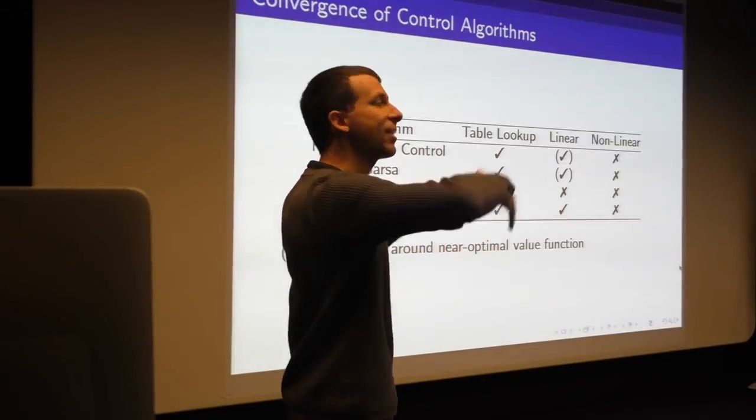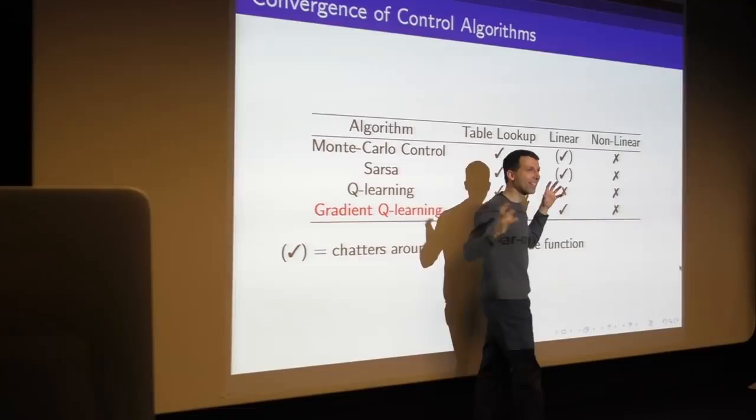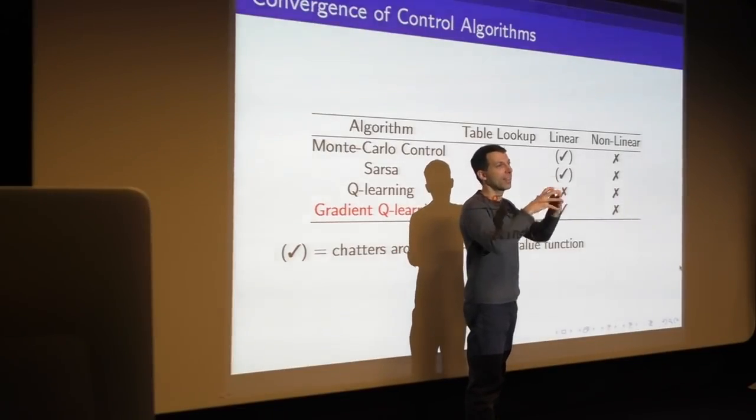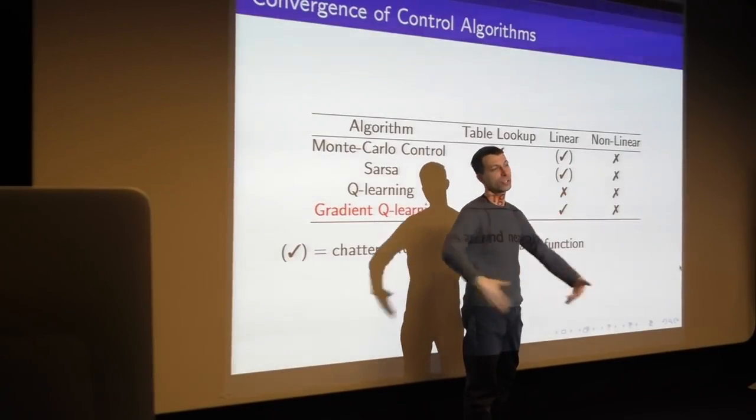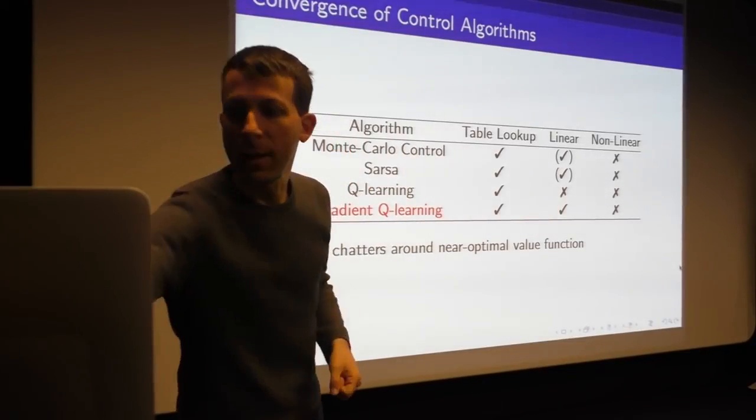So a cross here means catastrophic divergence is possible. This means that you chatter: you're always getting closer but occasionally stepping away, but you never just shoot off to infinity. Right.